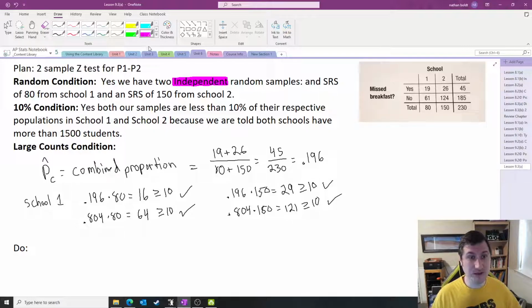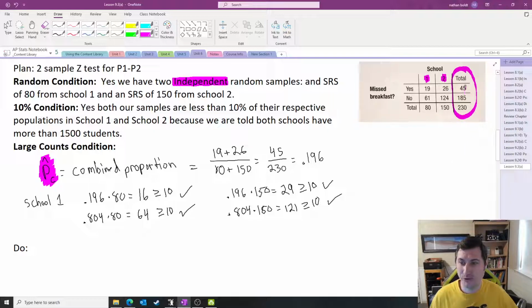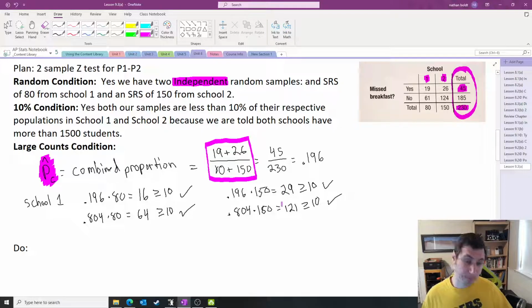Again, that's the same as usual, right? p times q, checking our large counts. But yes, because this is the weird part here, we do calculate this combined proportion. We imagine if we combined the samples. I've got a quick table up here. If we actually looked at the data for school 1 and school 2, how many total successes and failures were there? If we combine them, there were 45 yeses out of 230 as our total sample size. But I think this fraction's not too hard to remember.